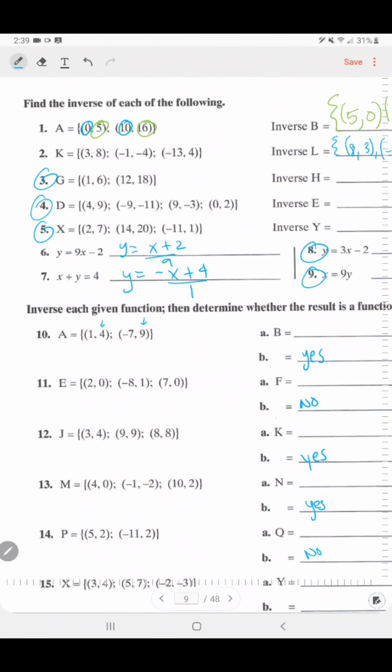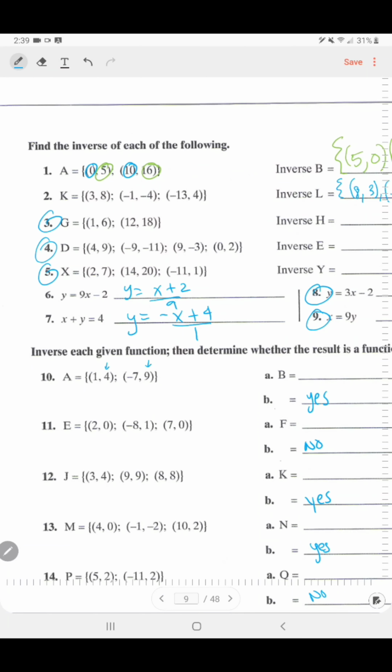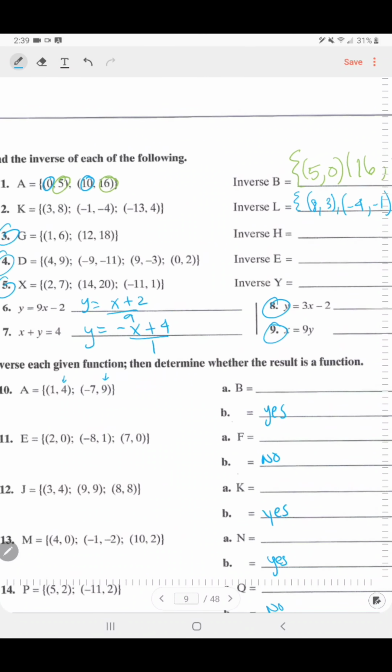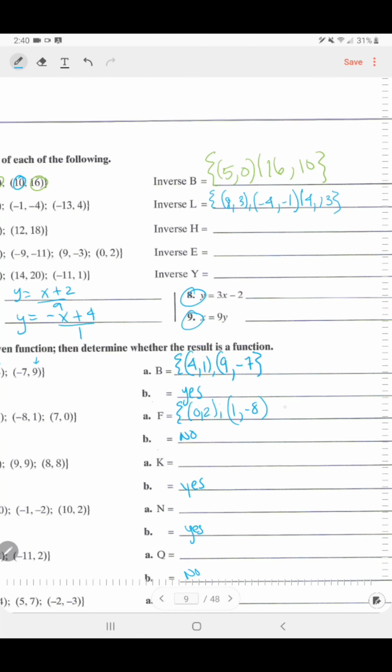And then they just want you to write the inverse. Inverse each function, then determine. So again, we're just going to flip x and y. So now we've got 4, 1 and 9 and negative 7. And then for this one, we've got 0, 2, 1, negative 8, 0, 7.